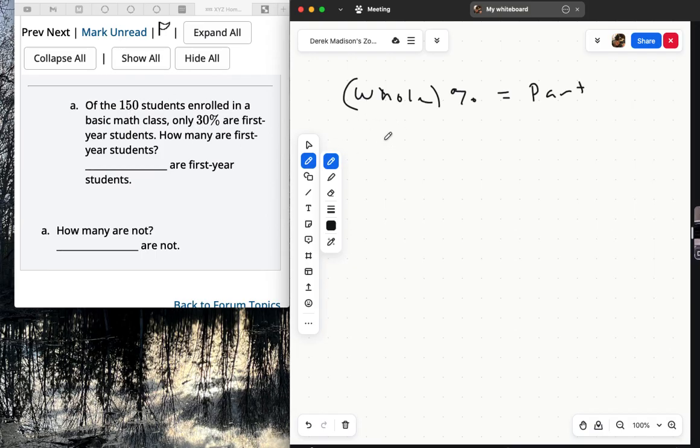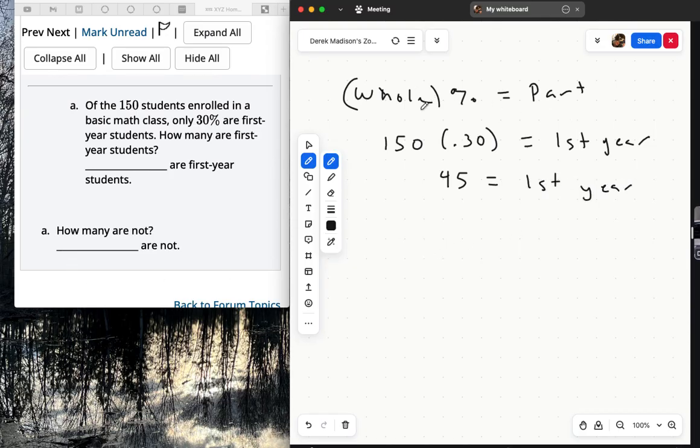So in this case, we have 150 students. Our percent is 30%, but remember to do math with percentages, we want to move the decimal two places to the left. So that would be 0.3, or if it helps you write 0.30, but 0.3 would be fine, same thing as 0.30. And then that equals the number of first year students. You're saying 30% of the whole, that's going to make the part. And so then if we do that, that should come out to 45 students would be first year.